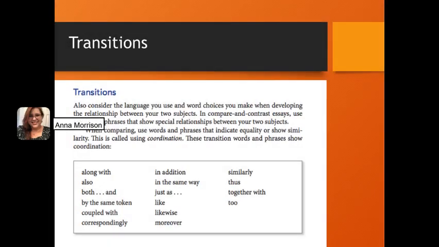We also have different types of transitions. These transitions show coordination, or they indicate equality or show similarity. And we can say things like similarly, in addition, in the same way, or correspondingly. And this list also goes on.